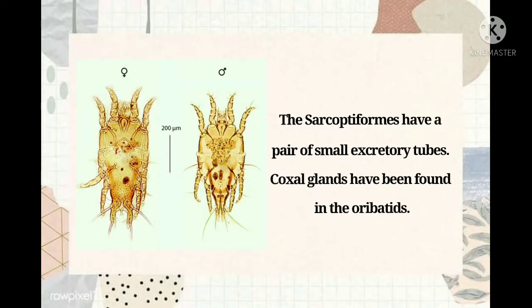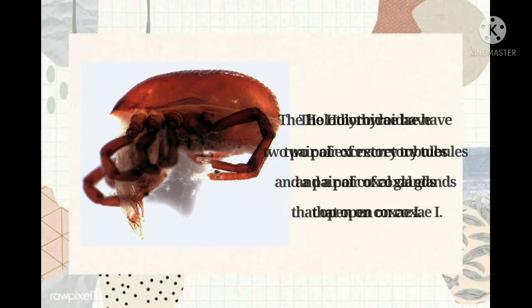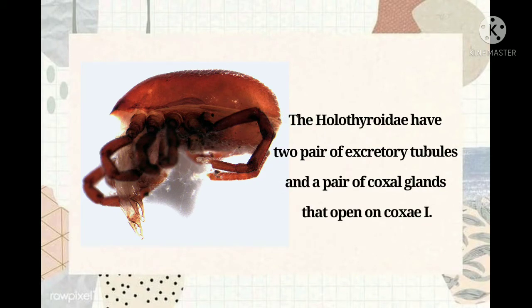The Sarcoptiformes have a pair of small excretory tubules. Coxal glands have been found in the Oribatids. The Holothyrida have two pairs of excretory tubules and a pair of coxal glands that open on coxa 1.